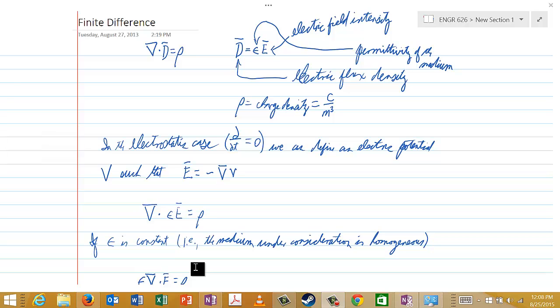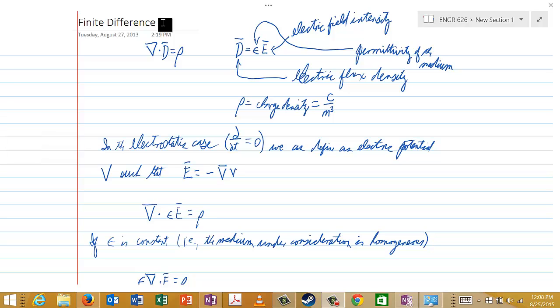Welcome to Engineering 626. This is the first lecture for Engineering 626, and in this course we're going to be talking about the development, or trying to learn about the use of numerical techniques to solve problems in electromagnetics. This field is referred to as computational electromagnetics. And we're going to start with one of the most straightforward techniques in computational electromagnetics, and that's the finite difference method. Now, I'm not talking about the finite difference time domain method.